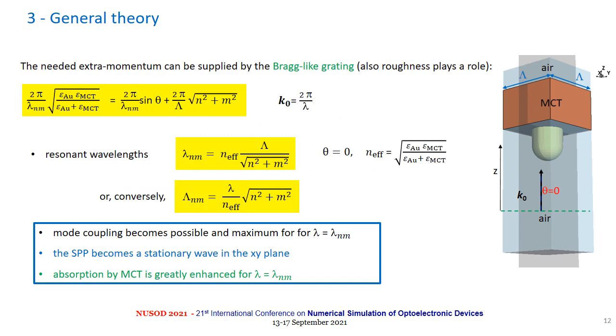In our case, the infinite repetition of unit cells constitutes a Bragg grating, which supplies the needed extra momentum, and the mode coupling becomes possible for some resonant wavelengths. As a consequence, the absorption by Mercatel can be greatly enhanced at that wavelength.